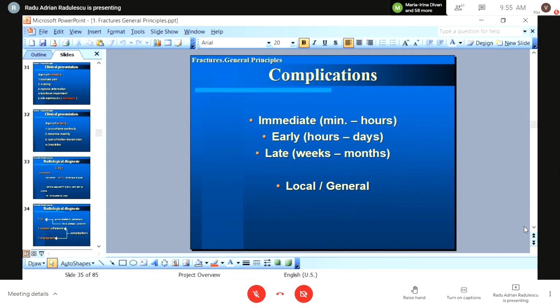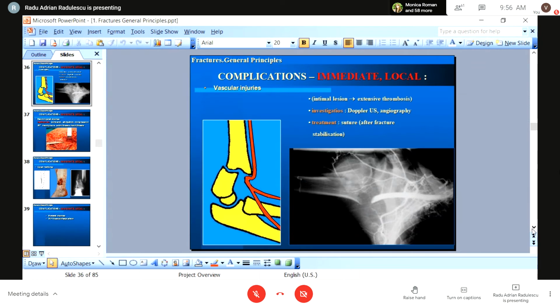So the time of these complications refers to minutes to hours after fractures. Then come the early complications, which occur in between hours to days after the fracture. And finally, the late complications, which will come after weeks to months after fractures. And all these types of complications may be local or general. Let's make some further considerations.